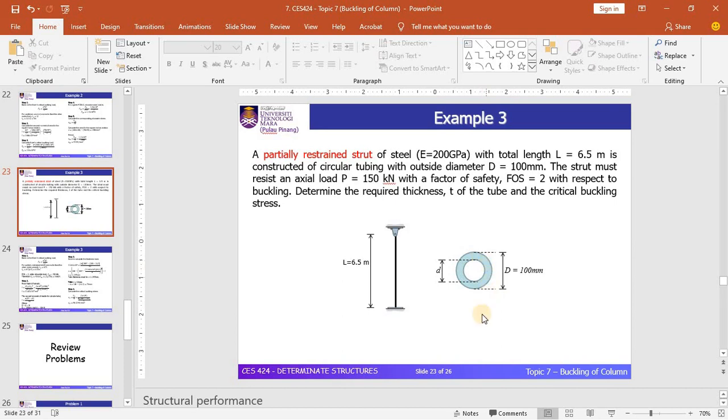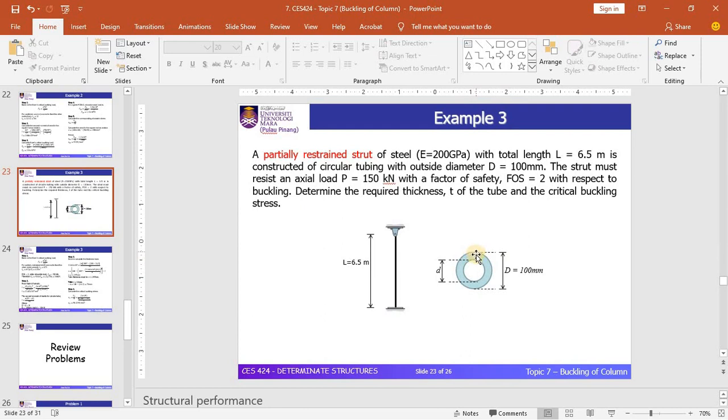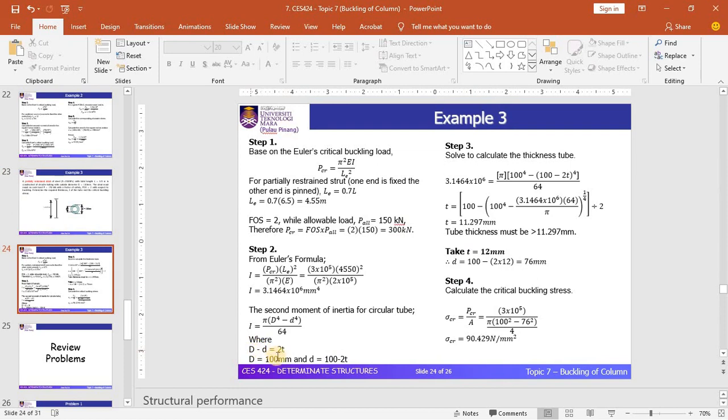we need to note that in this slide the thickness is equal to T. We know that the outer diameter minus the inner diameter is equal to 2T, because here this is the first T and this is the second T. So in total, the thickness based on this equation is 2T. We know that D is equal to 100 mm, so from this equation the inner diameter is equal to 100 minus 2T.